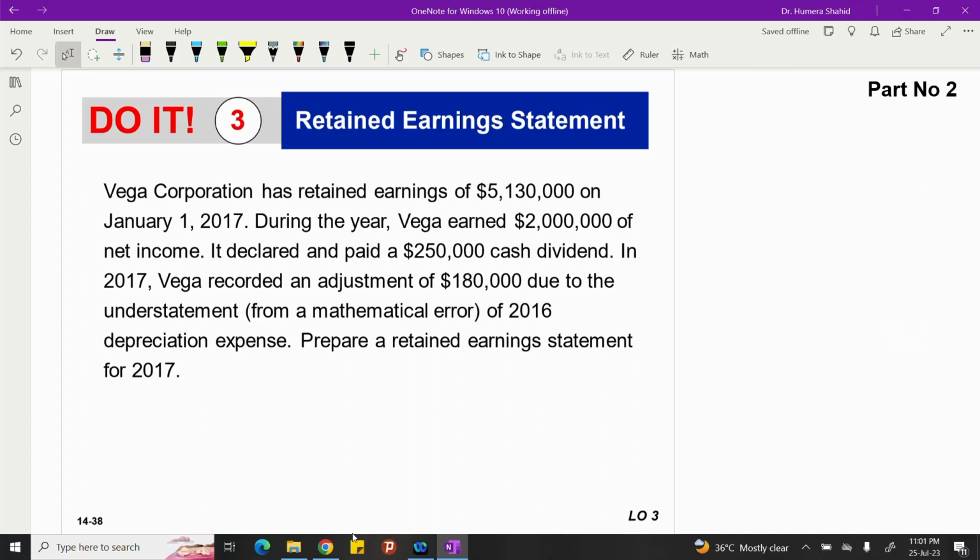We have a small do-it exercise. Vega Corporation has retained earnings of 5,130,000 on January 1st. So this is the opening balance of retained earnings. During the year, Vega earned 2 million of net income. It declared and paid a 250,000 cash dividend. In 2017, Vega recorded an adjustment of 180,000 due to understatement of 2016 depreciation expense. When the expense is understated, it means that net income will be overstated. So if income was recorded more, this is the time to reduce it. They want us to prepare the retained earnings statement.